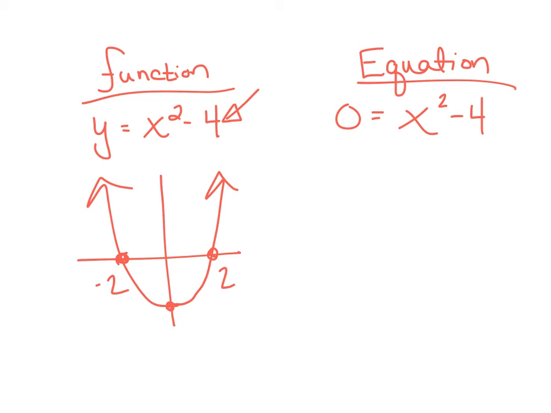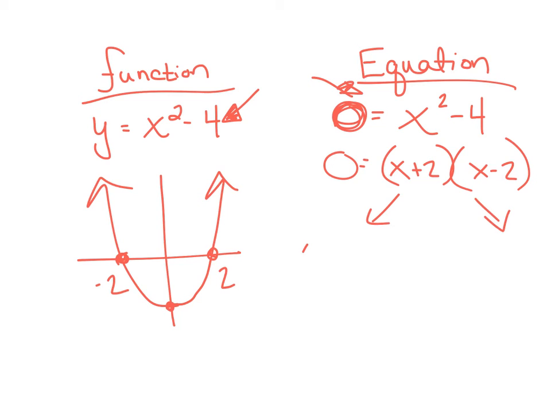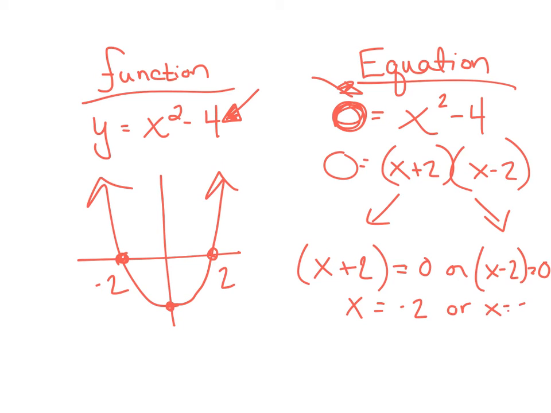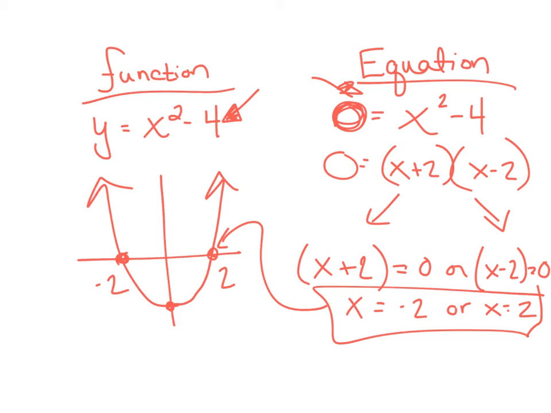If I asked you to find the x-intercepts, well, that's where I let y be 0. So if I plug in 0 right here, I can solve this several ways. I can do it by factoring. So factor into x plus 2 and x minus 2. And then I apply the zero product property that says x plus 2 equals 0, or x minus 2 equals 0. And solve each of those, I get x equals -2 or x equals +2. So the solutions to this equation are identical to the zeros or the roots of this function.